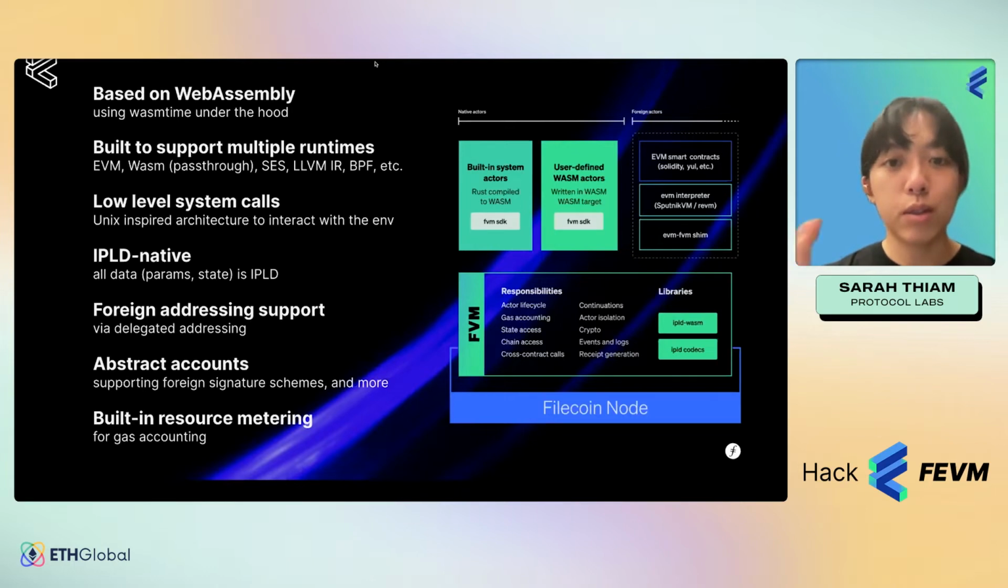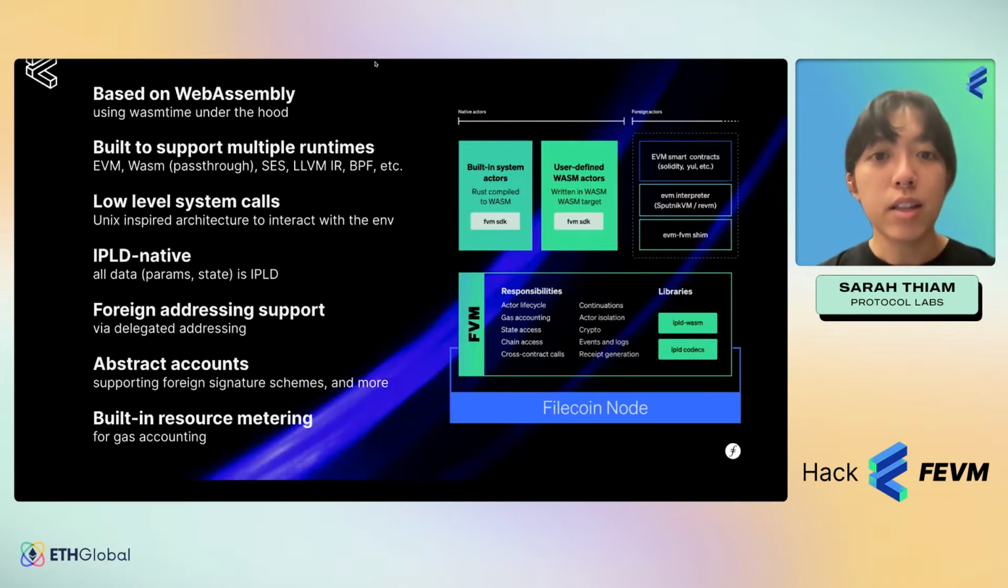For the native actors, two subcategories in here. One is the built-in system actors and one is the user-defined WASM actors. So for built-in system actors, that's something that is hard-coded into the network and in the FVM and then onto the network itself. So these are actors that you will interact with, like a market actor or a miner actor, that then allows you to do all the storage and retrieval capabilities and primitives that you want to do.